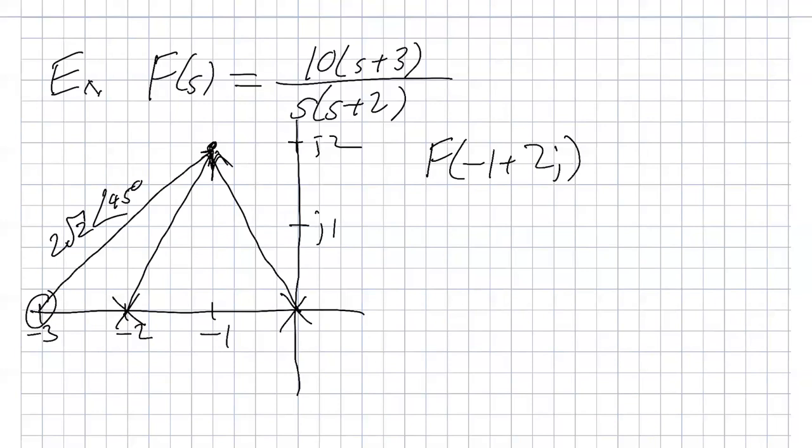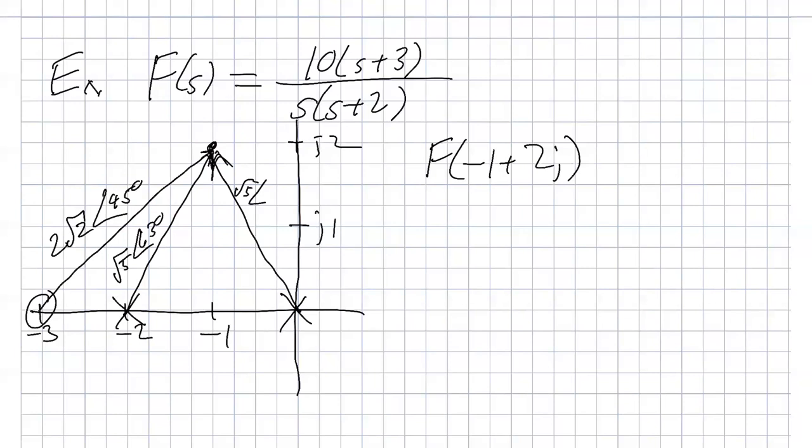This one, we're going over 1 and up 2. So it's the square root of 1 squared plus 2 squared, which is the square root of 5. And the angle, going up 2 and over 1, the inverse tangent gives an angle of 63 degrees. And finally, from this pole, we're going over 1 and up 2, so the length is the same as this one: square root of 5.